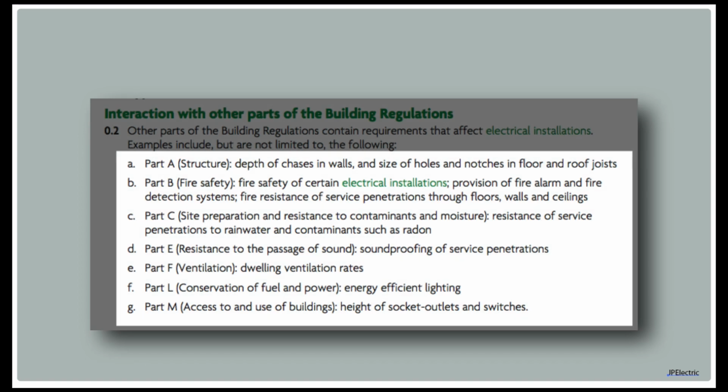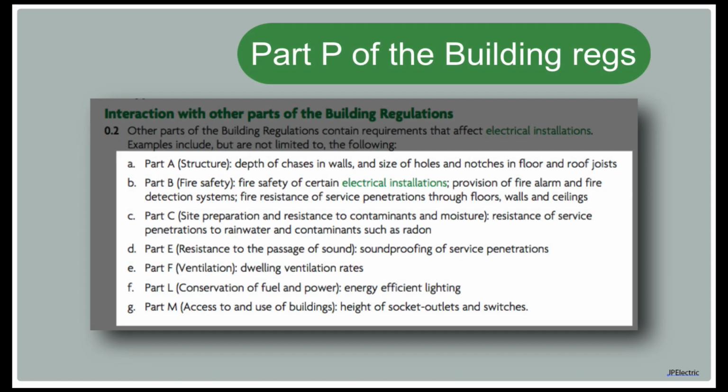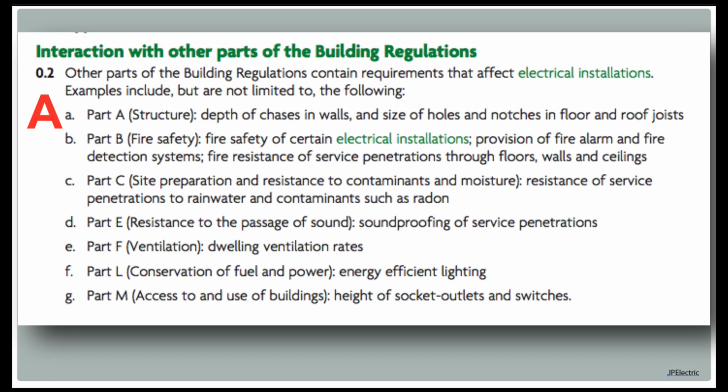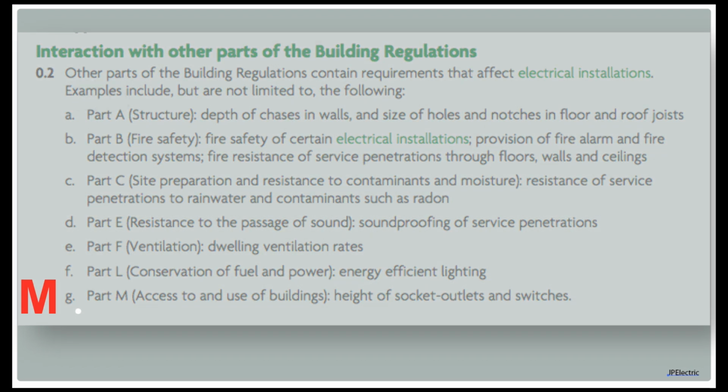There are many parts of the building regulations. The part we are particularly interested in is Part P, because that's a section on electrical safety. But the building regs also contain many other parts, some of which will affect our electrical work. So Part A will give us guidance on our installation technique. Part B, fire safety, that's going to tell us about our fire alarms. Part C, that'll be about protecting from external influences. Part E, resistance to the passage of sound. Part F, ventilation, bathroom fans, extractions, such things as that. Part L, conservation of fuel and power. And Part M, that's access and use of the building.